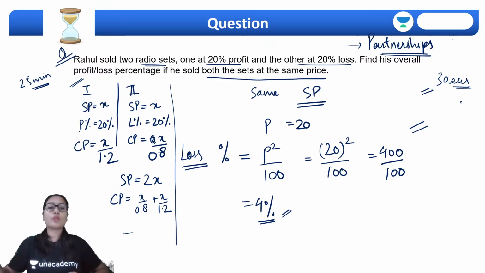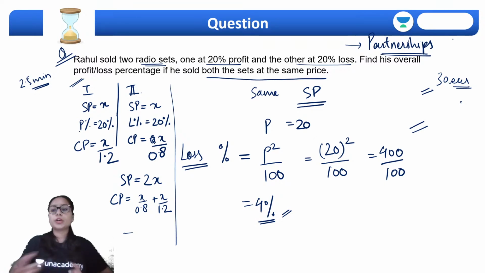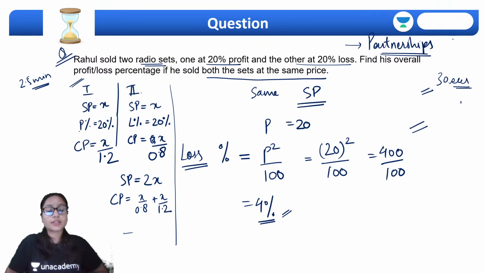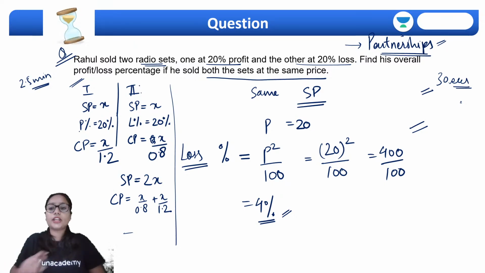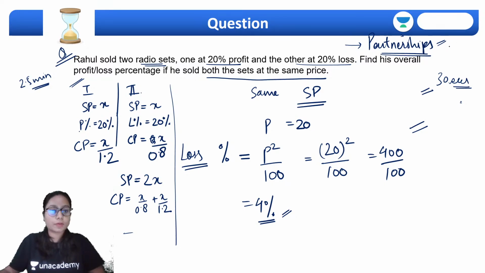They were involved in some business. Each person invested some money. So how should the profit be divided among the two people? Such scenario-based questions come under this topic, partnerships. We often ignore this topic. We do profit and loss, but we sometimes completely ignore this topic.